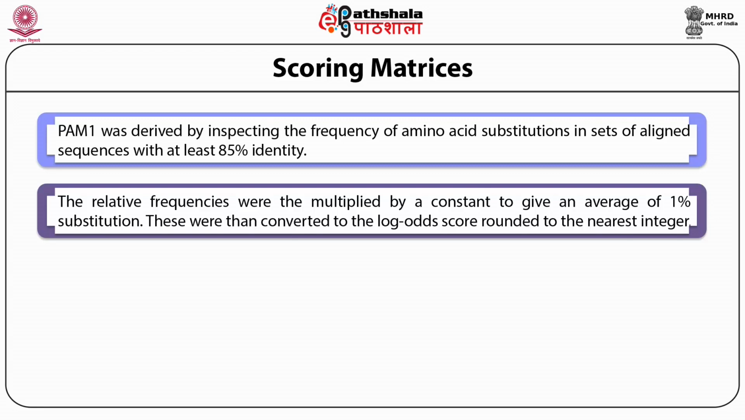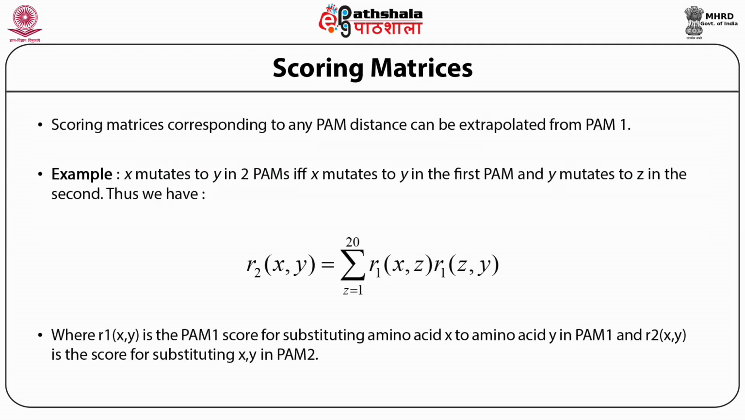What does one do there? Now, while PAM1 matrix is perfectly fine if two proteins are very, very highly similar, it should not really work if the proteins which we are comparing do not have more than 85% identity. However, there is a way out. So let us consider a PAM2. That is, if 1% mutation happens in PAM1 time, what would happen in PAM2?